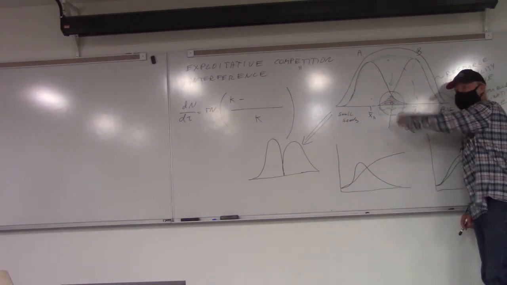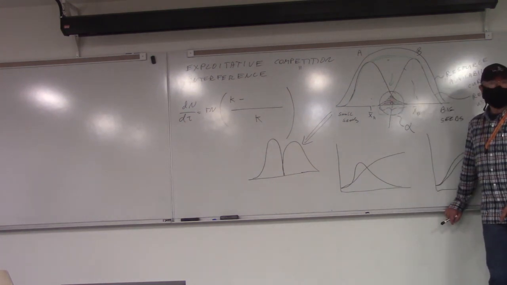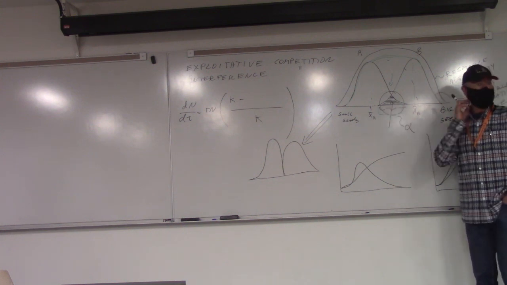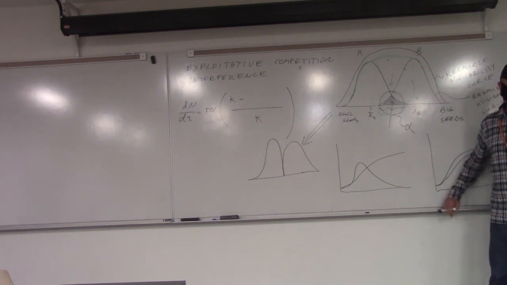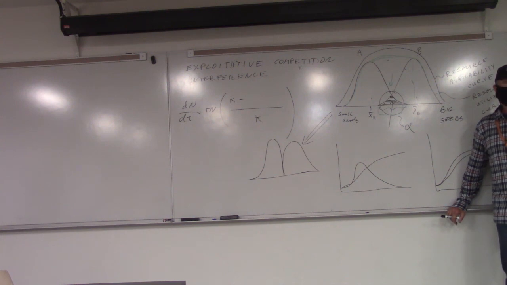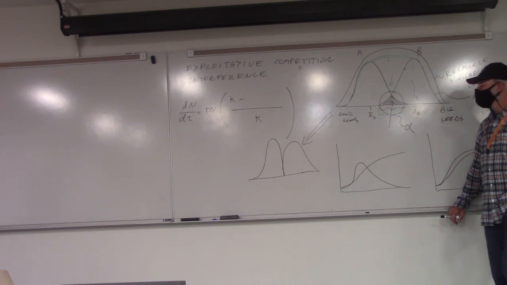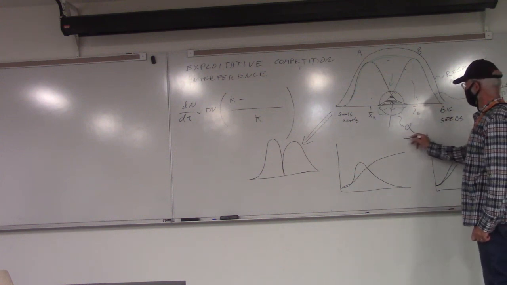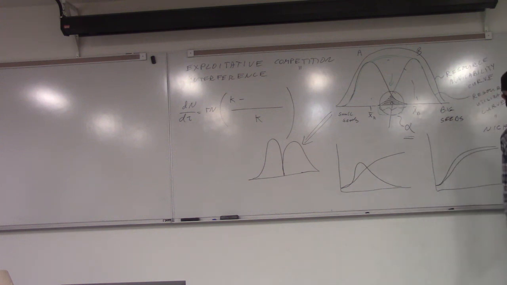So that overlap detracts from the growth of species A. The question is, how? Species A is sharing a certain proportion of its resources with species B. What proportion?